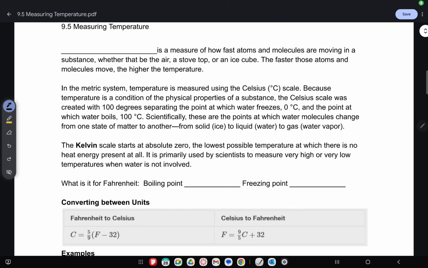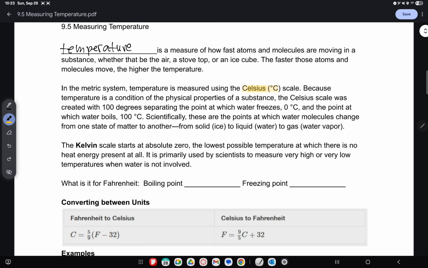Right, now we're going to look at measuring temperature. So temperature, go ahead and spell that out here. It's a measure of how fast atoms and molecules are moving. So the faster the atoms move, the higher the temperature. And yes, that's like when you touch something, it could be hot, it could be cold, but it's how fast these atoms are moving. So in the metric system, they use Celsius.